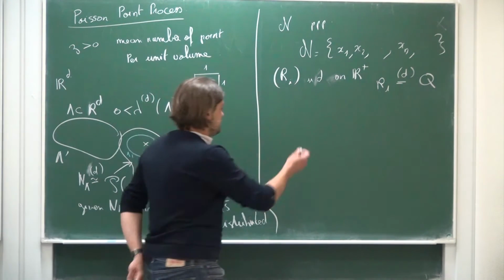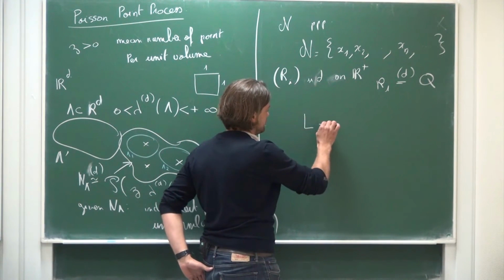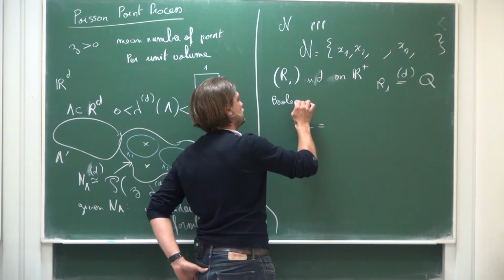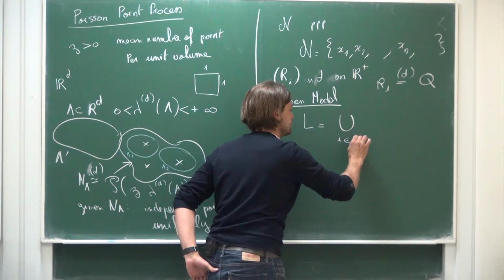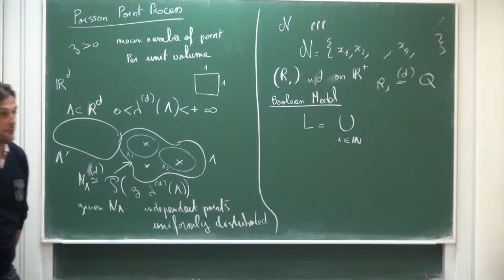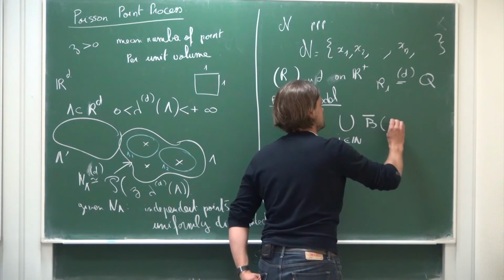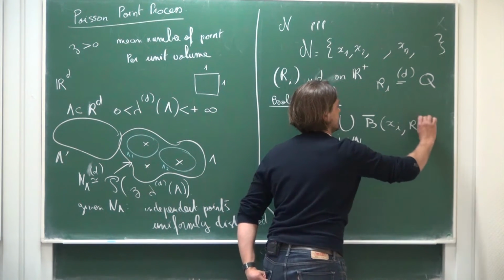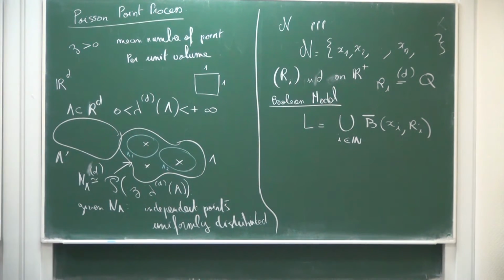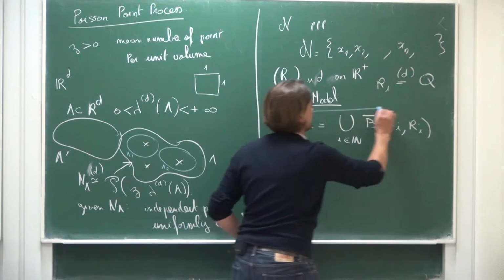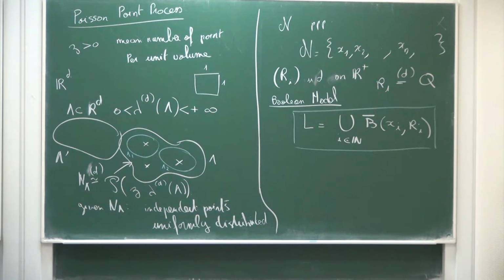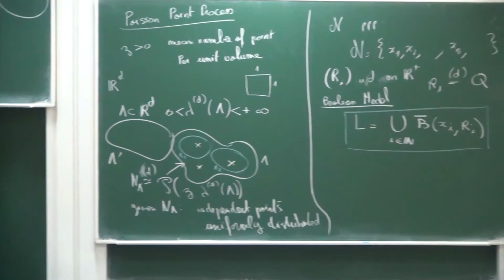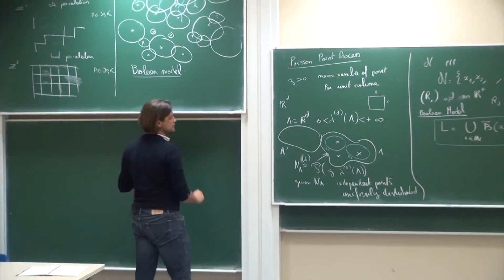Okay, and now the Boolean model is just defined like that. It's the union of closed balls centered at x_i with radius R_i. Okay, this is the description of the Boolean model. Maybe I keep this blackboard like that and I write it now.